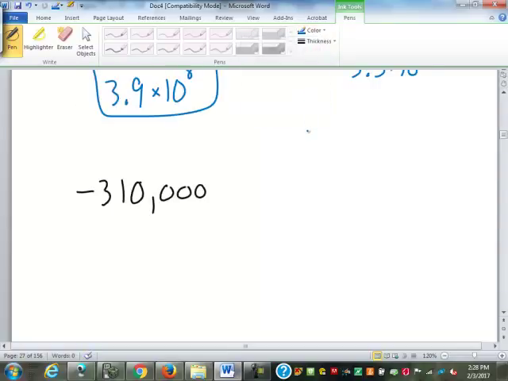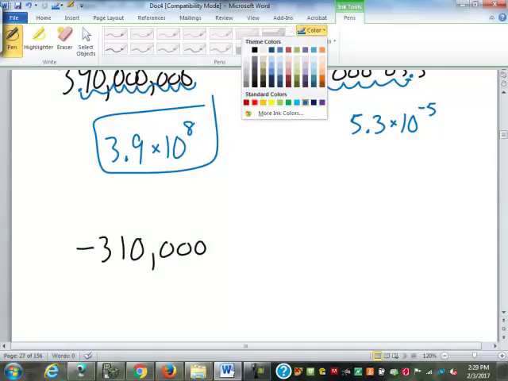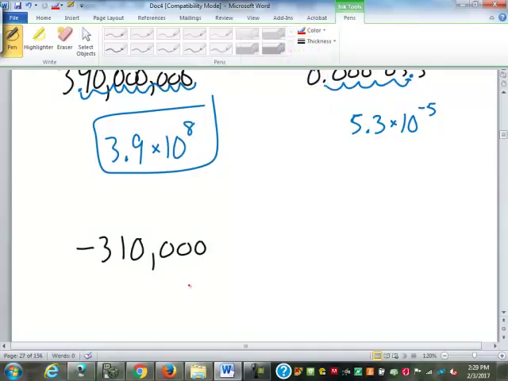What if this is negative 310,000, and I want to convert it into scientific notation? Does that negative affect my power of 10 at all? Say no. No, it doesn't. It's going to be a negative 3.1, but the power of 10 is not going to change. We're going to start here and go 1, 2, 3, 4, 5. That is still 10 to the positive fifth.